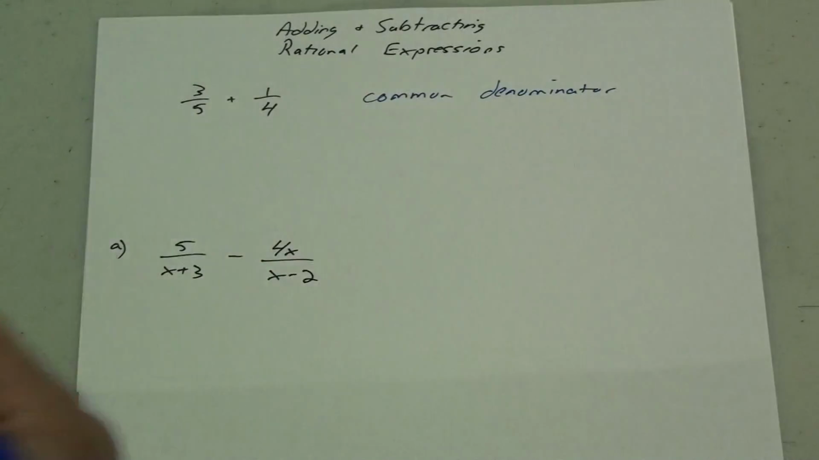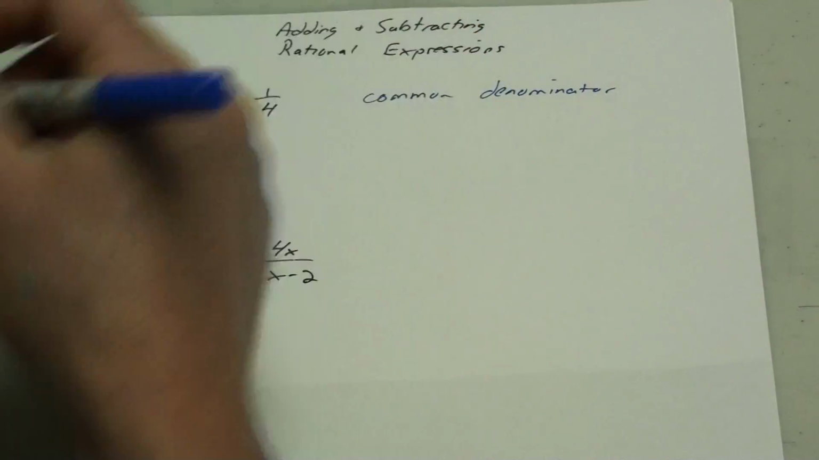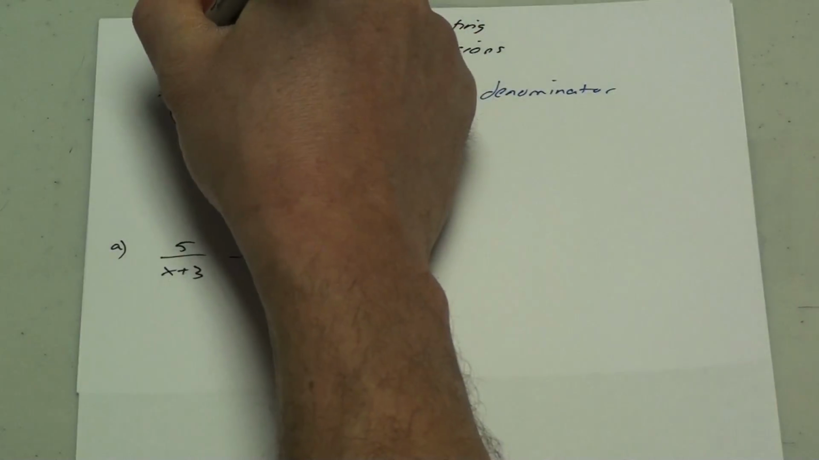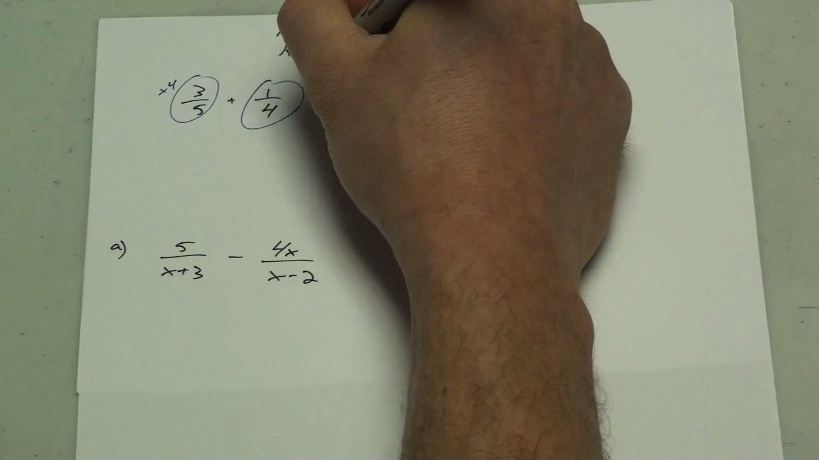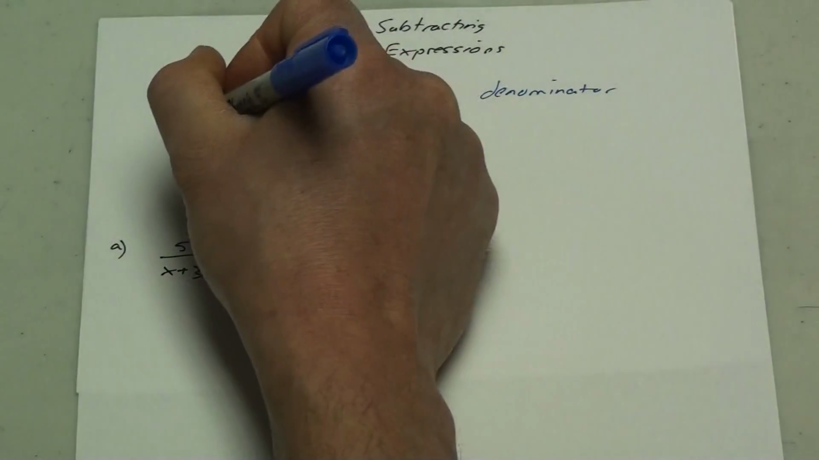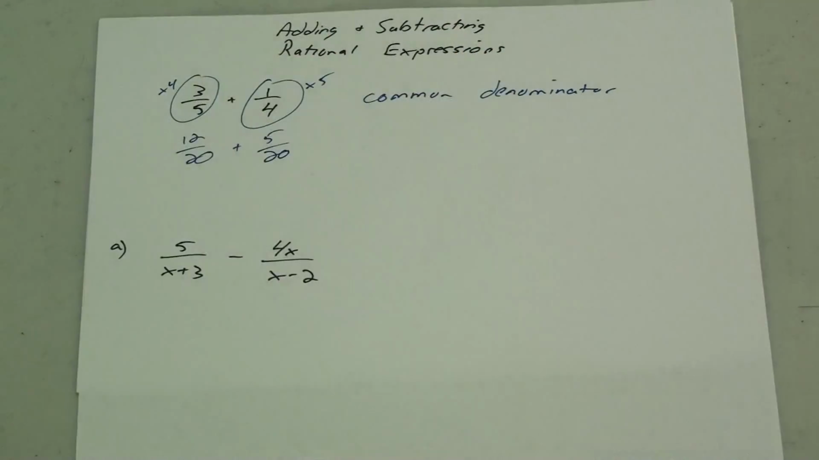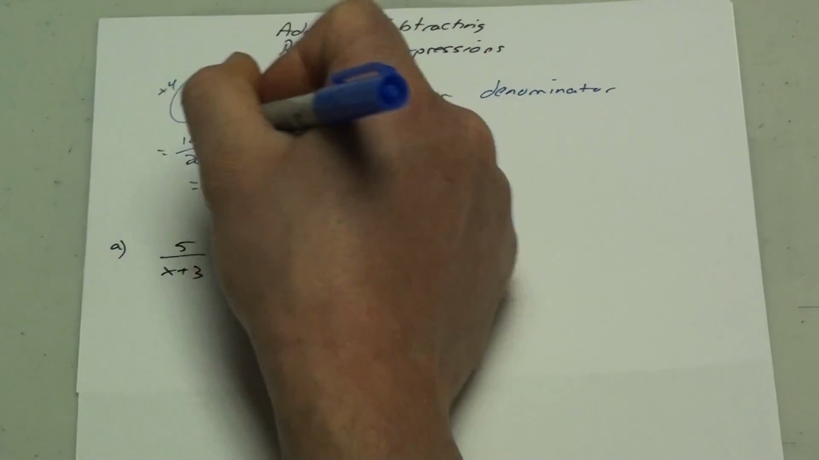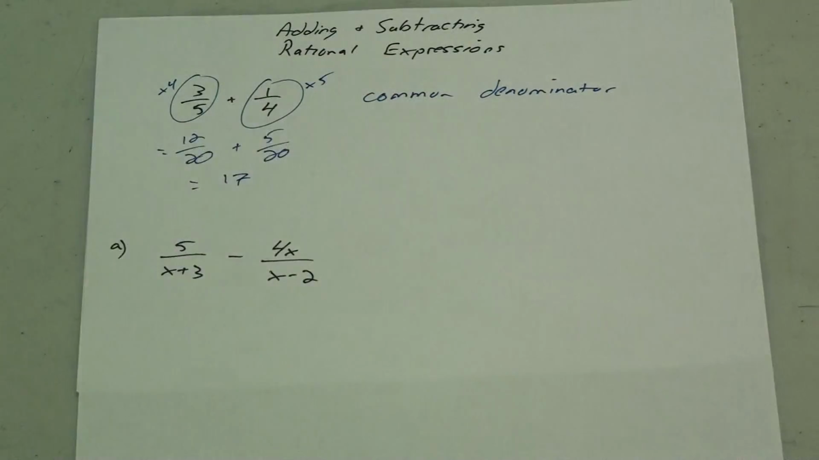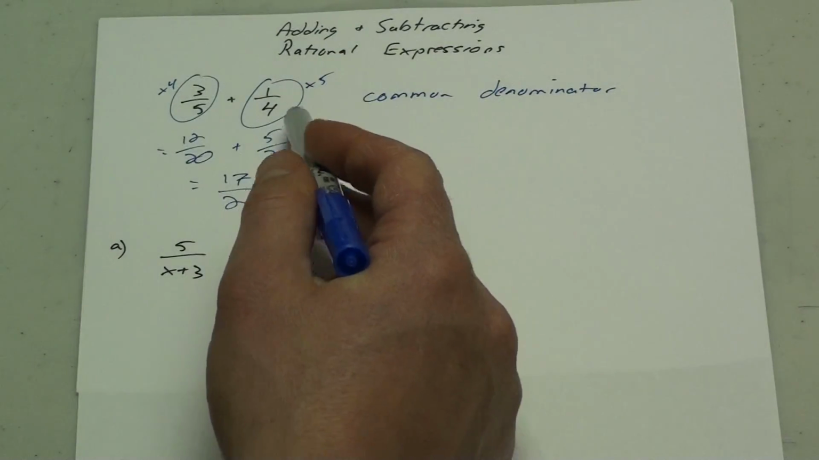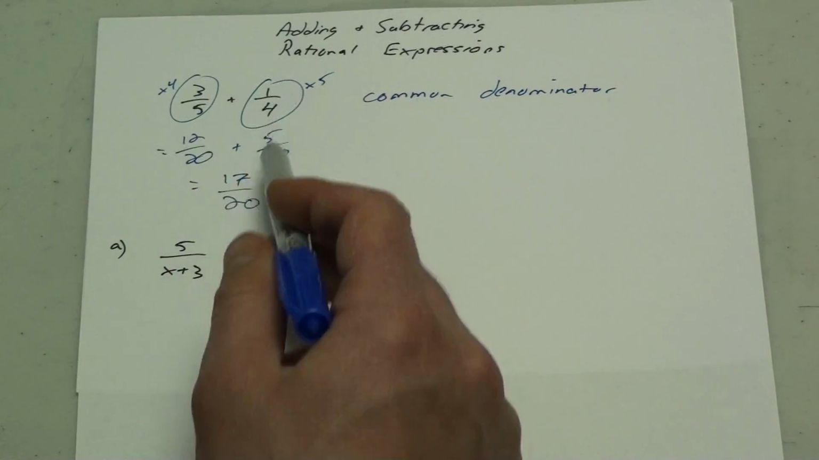20. So what I do to the top, I've got to do to the bottom. I'm going to multiply this entire first fraction by 4 and multiply this entire second fraction by 5. So that would give me 12 over 20 plus 5 over 20. Then I add up the numerators, 17, and the denominators stay the same, 17 over 20. So you need to get a common denominator, and what you multiply the top by, you multiply the bottom by.